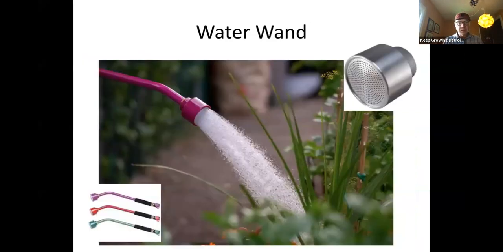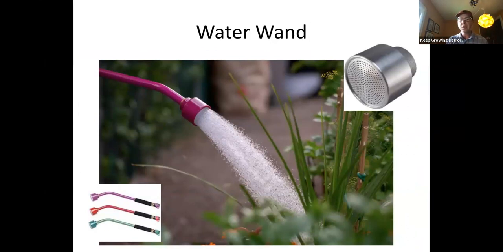Moving on to the watering wand. If you have city water, this is a very useful tool, because it's similar to the watering can, but with a little bit more pressure behind it. It's a way to get the water right to the roots of the plant.